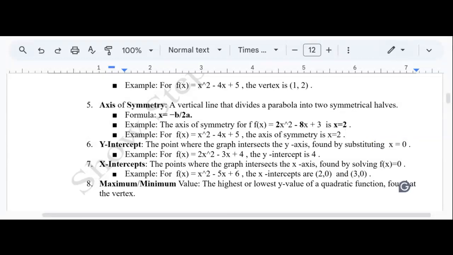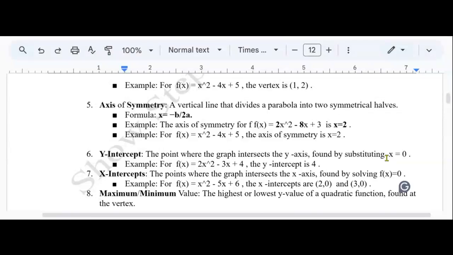Now we go for the next point. What's the next point here? Y-intercept. How can I get the y-intercept? Always make x equal what? 0. That's how you get the y-intercept. For example, he gives you f of x equals 2x squared minus 3x plus 4. So replace x by 0. What do you get? You get 4, because this is what's left. That's it. Easy, right?